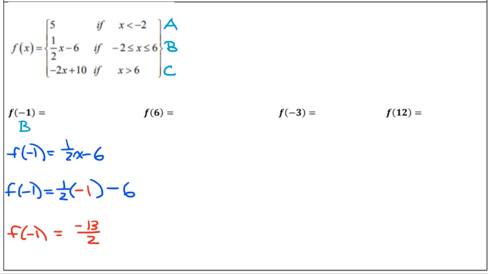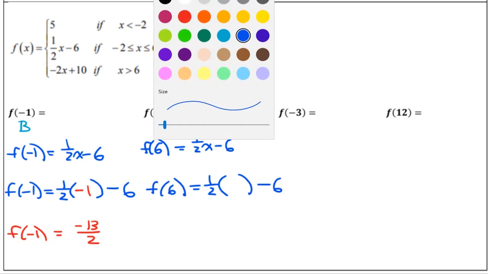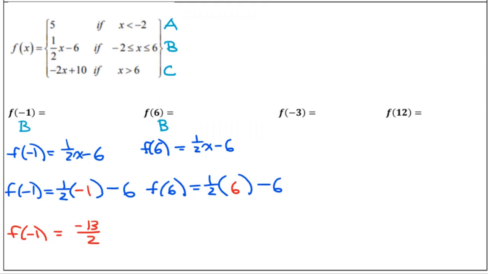So f of 6, is 6 greater than 6? No, it's actually equal to 6. So that would be right here. That would also be choice B. So again, I'm going to copy that function down. F of 6, we're talking about function B, so that's 1/2 x minus 6. So again, I'm now going to substitute in 6 where I had x. And f of 6 is going to equal, put this whole thing in my calculator, -3.